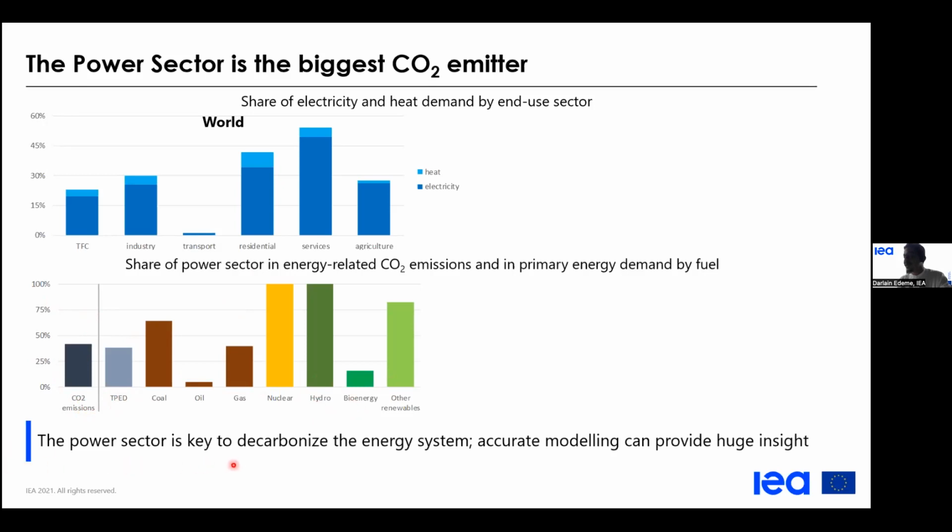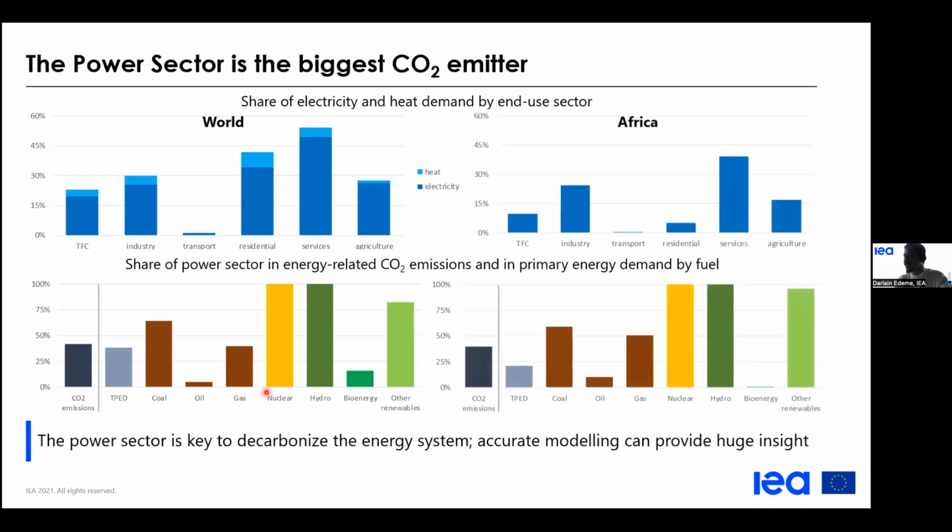So the power sector is really the key to decarbonize the energy system. And that's why we need accurate modeling, because we need to be able to provide valuable insights to decision makers, especially since right now we have many goals. One is, for example, SDG 13, which is really oriented to the climate change issue.